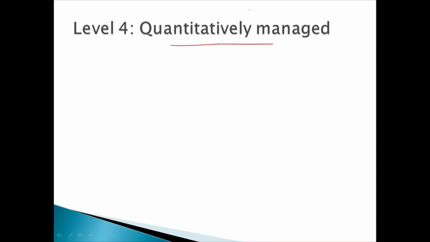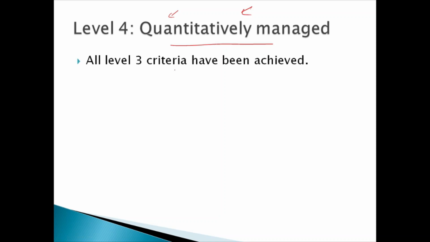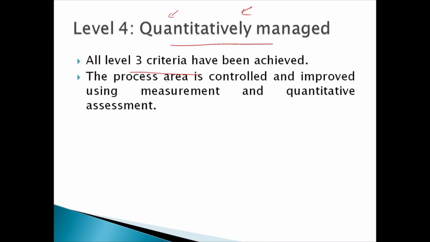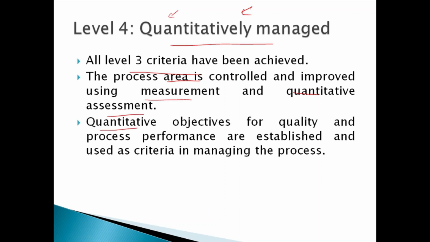Level 4 talks about quantitatively managed. So definitely the measurement is done through statistics or is quantitative in nature. All level 3 criteria have been achieved. Further, the process area is controlled and improved using measurement and quantitative assessment. Quantitative objectives for quality and process performance are established and used as criteria in managing the process.